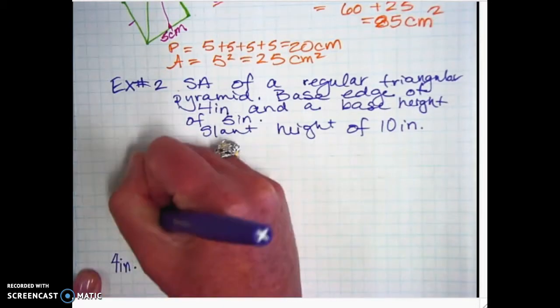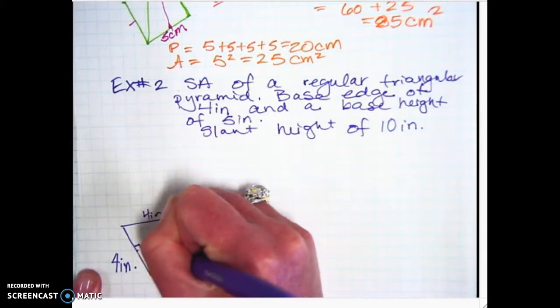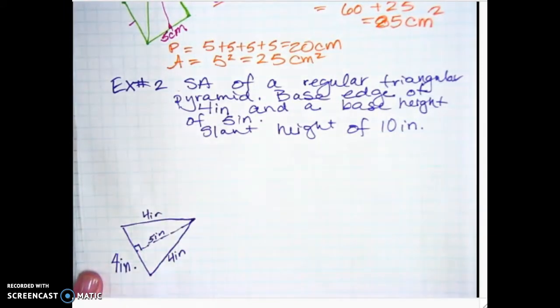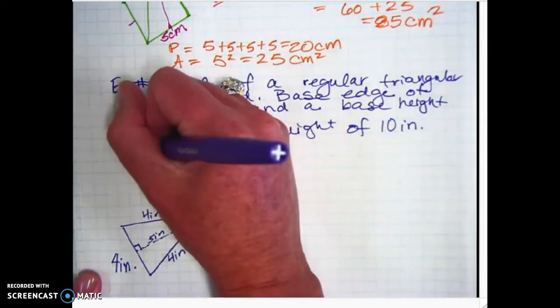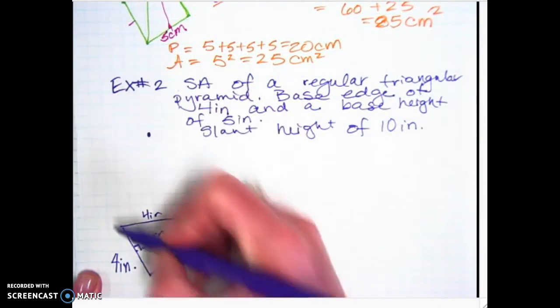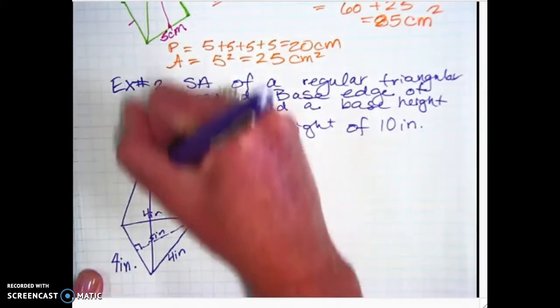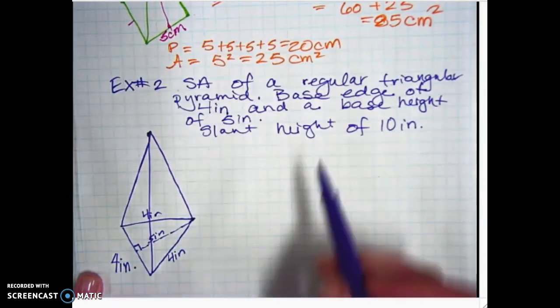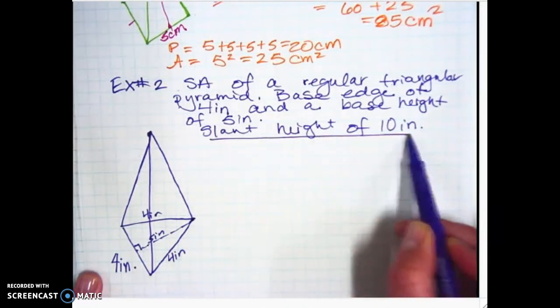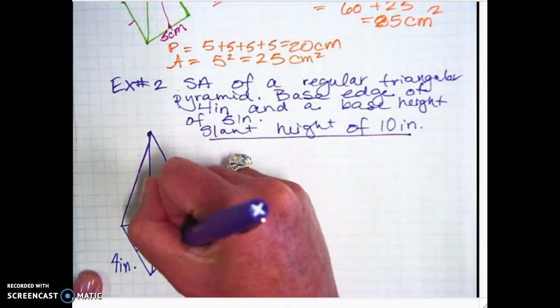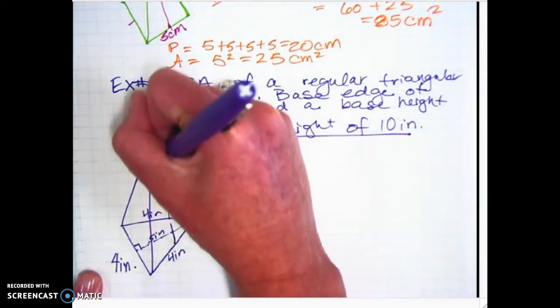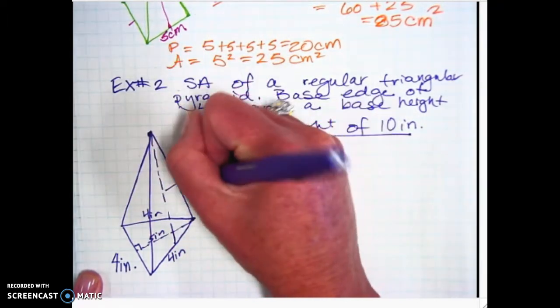Congruent. So if this is 4 inches, this is 4 inches, this is 4 inches. We need that because we need the perimeter, right? So we're going to need to know that information. So we come up here above the triangle and we make it into a pyramid. And then the last piece of information is that slant height of 10 inches. So from here, I'm just going to dash in a slant height of 10 inches.